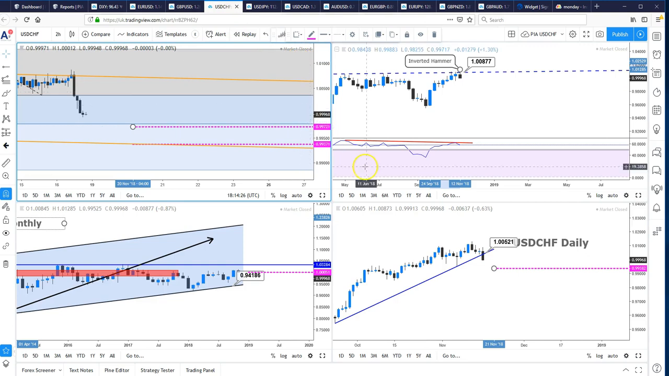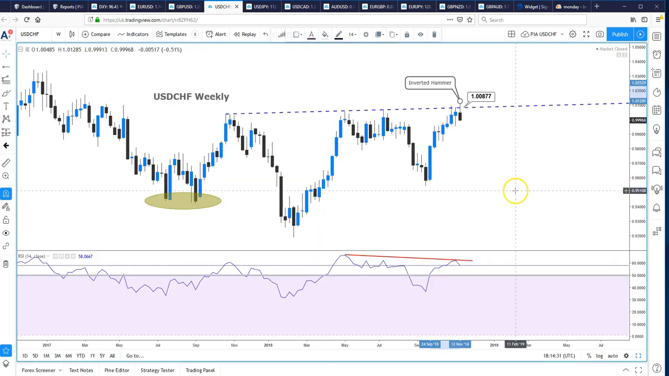Dollar Swiss. Again, we'll go to the weekly chart first. We've got a trend of higher highs. That's located at 100.87. Similar to the dollar index, we've got an inverted hammer as price has moved to the downside. We've also got bearish divergence.